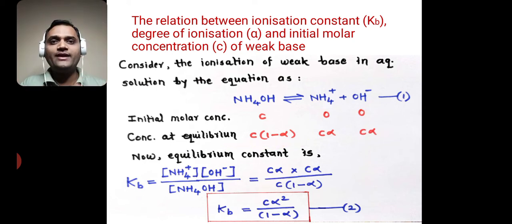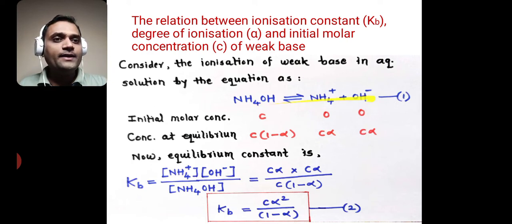Now why 1 minus alpha? Because the value of degree of ionization can be maximum 1. As alpha is the degree of ionization of the cation and anion, 1 minus alpha is the degree of ionization of our undissociated base, and the concentration at equilibrium of that weak base is C into 1 minus alpha. So these two steps are important: what is the initial molar concentration and what is the concentration at equilibrium?